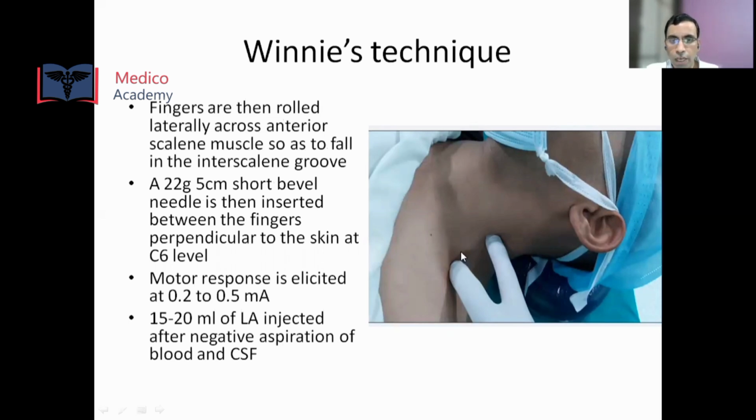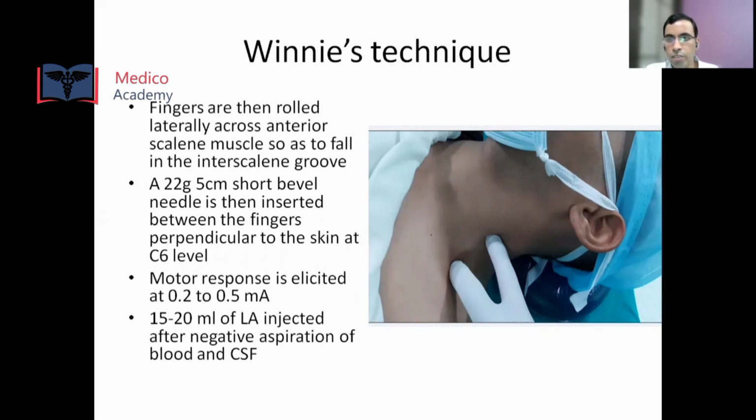Fingers are then rolled across the belly of the anterior scalene muscle so as to fall in a lateral direction, so as to fall in the interscalene groove. A 22 gauge 5 centimeter short bevel needle is then inserted between the fingers at the level of C6. A nerve stimulator is connected to the needle.